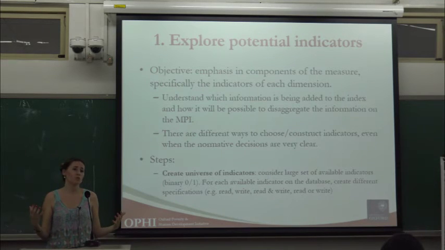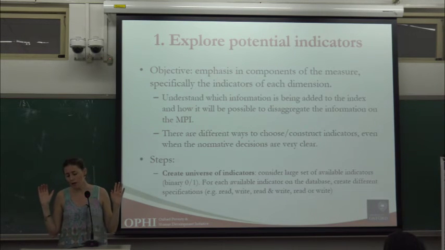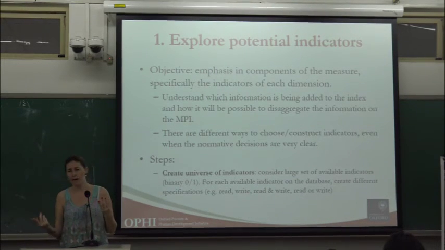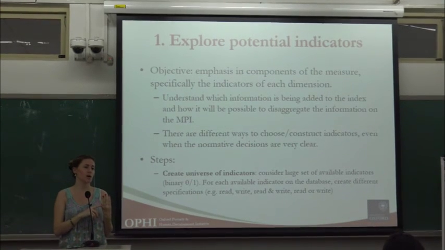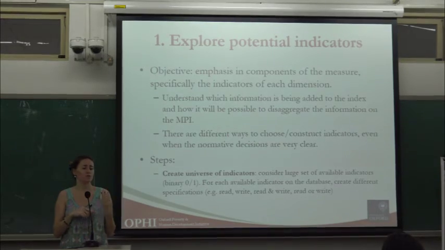And what we usually try to do based on this exercise is to create what we call the universe of indicators. Basically put them all together and say, okay, for example, for the dimension on education, I want to create an indicator on literacy. So what are the options? Well, I can create an indicator on whether the person knows how to read, another one about whether the person knows how to write, another one about whether the person knows how to read and write, and another one about whether the person knows how to read or write. So we can create 4 different indicators for just literacy.